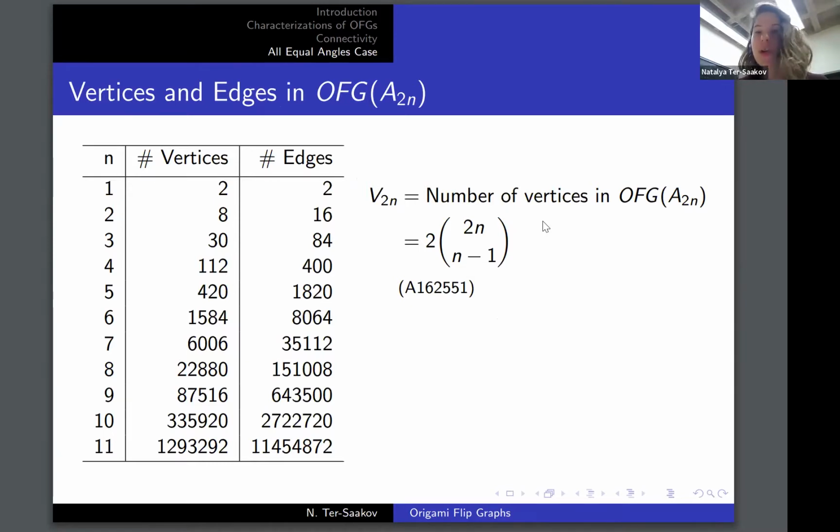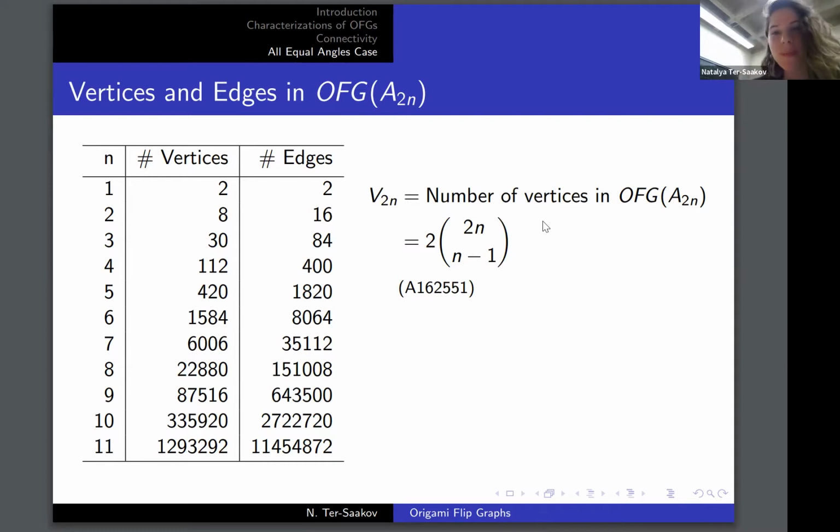We tried putting it in OEIS to see whether this sequence existed before, or whether it's a new sequence. The number of vertices existed before. It's been around for a while. This is known. Very easy formula. Everything was great. This was known before us. The number of edges was not known. We tried putting it in OEIS. OEIS gave us nothing. We were very surprised. That hadn't happened to us before. Got stuck for a while.